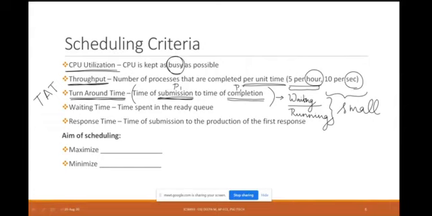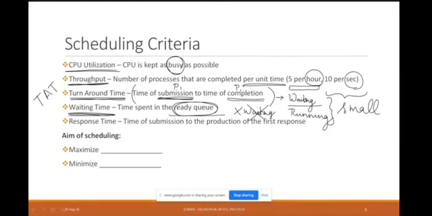The next one is waiting time. Waiting time is the time spent in the ready queue. Please be clear on this: the time spent in the ready queue and not in the waiting queue. Time spent in the waiting queue does not come under waiting time. Only the time spent in the ready queue, which means the CPU is serving some other process and my current process is waiting in the ready queue, is summed up to get your waiting time.